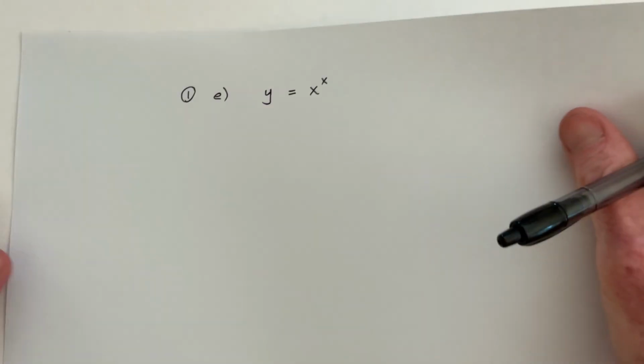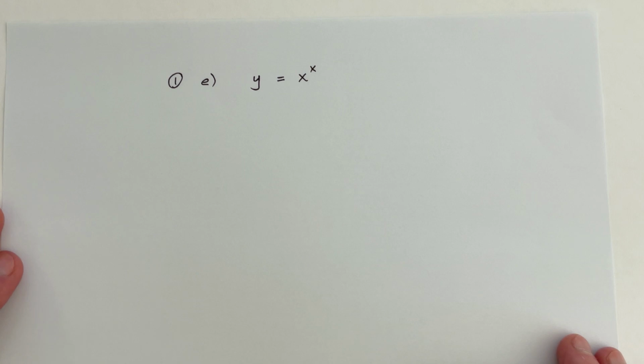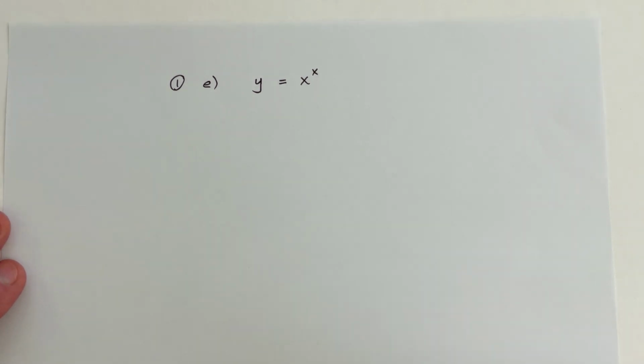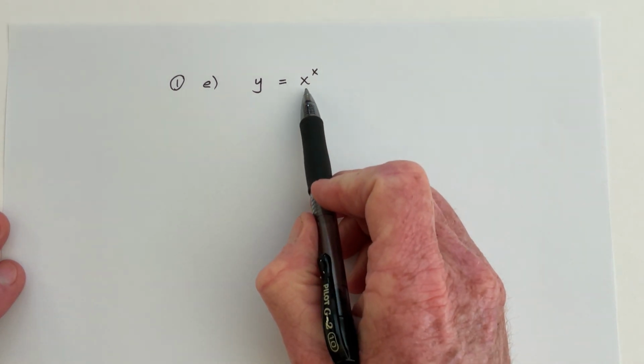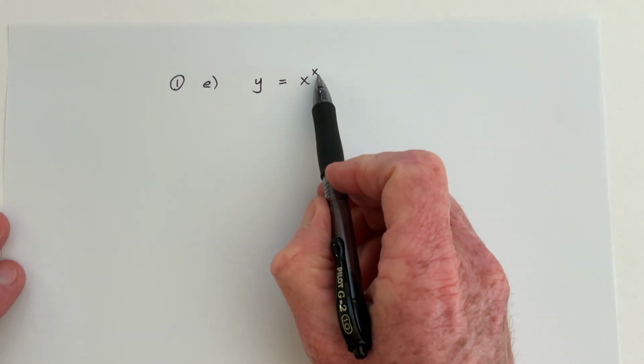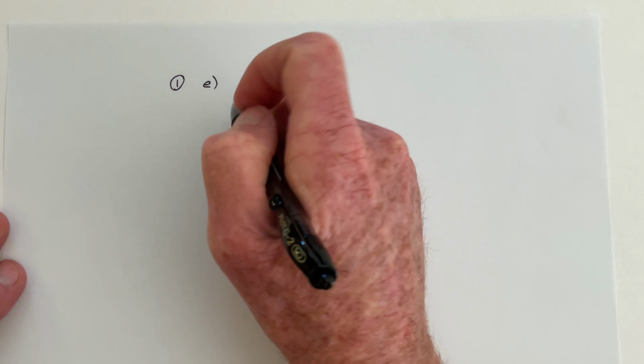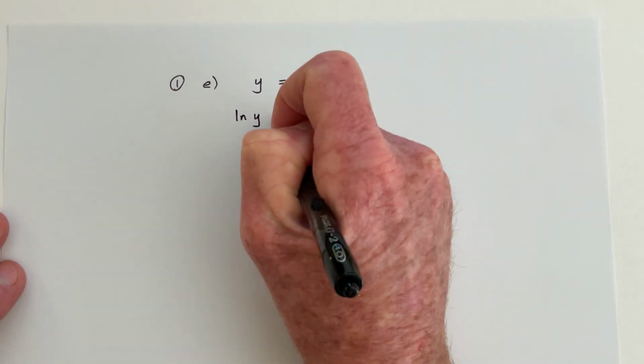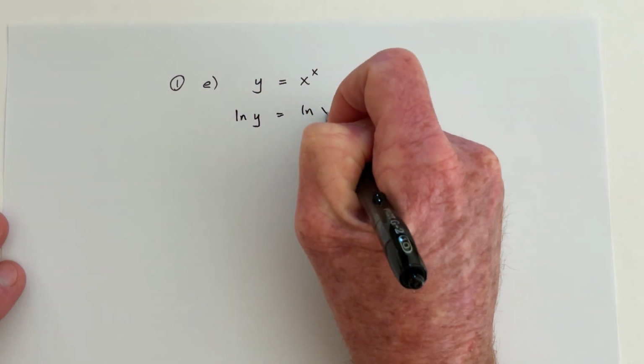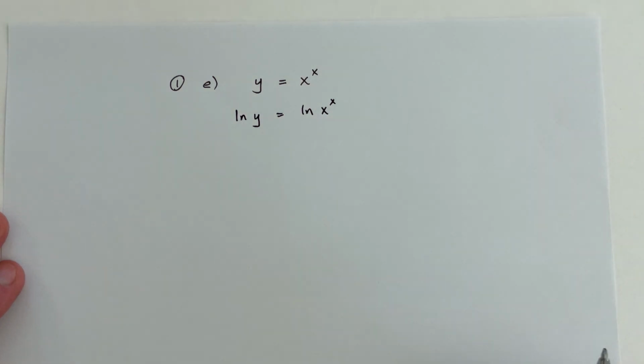Okay, then what about like number 1, letter E? So when this has a variable in both places, then you need to use logarithmic differentiation. So just take natural log of both sides.